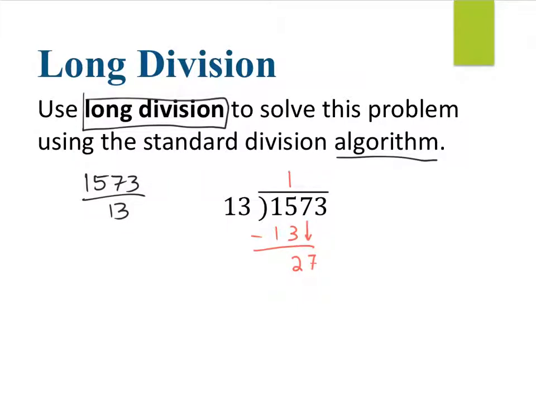So I got to put a 2 up there, and I'm going to do this in blue. 2 times 13 is 26. Then I subtract. I'm left with 1. The 3 comes down. And my last step, what times 13 is 13? 1 times 13 is 13. When I'm done, I have 0, so this is a remainder of 0.